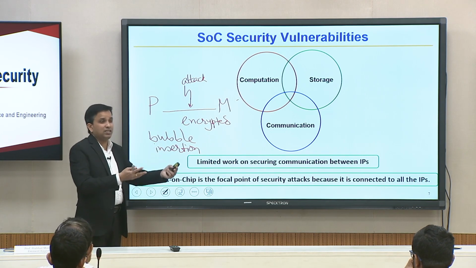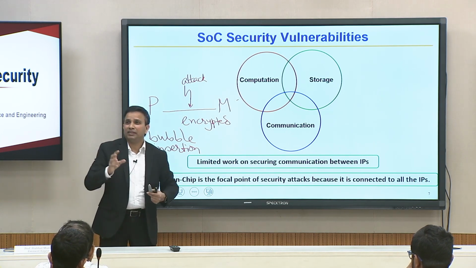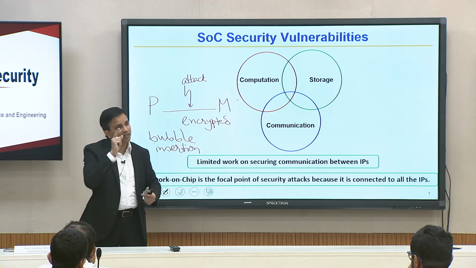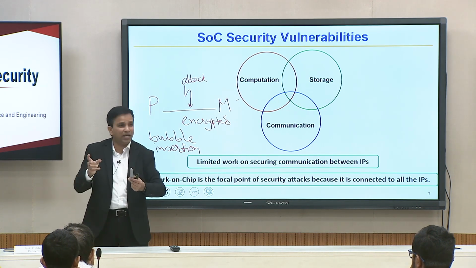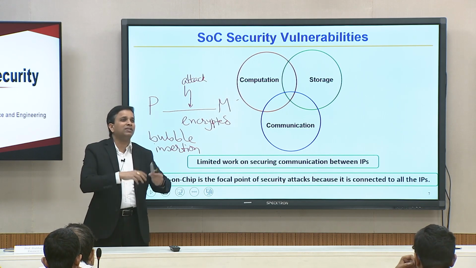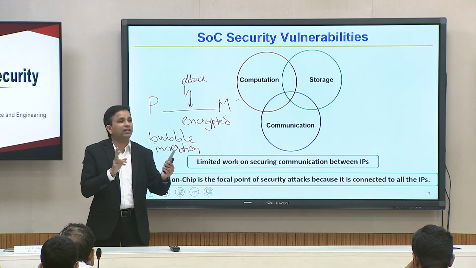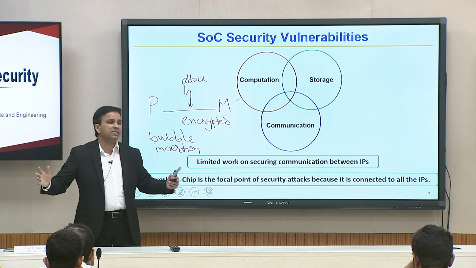In fact, you will see this problem even in network on chip: the header is not encrypted. If you encrypt the header, whoever is receiving and trying to figure out whom to send it to needs to decrypt it and figure that out, and that is going to slow down everything. So the header is not encrypted, only the message is encrypted.